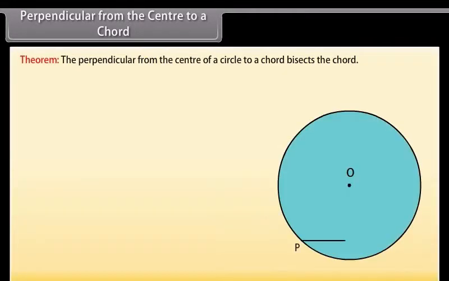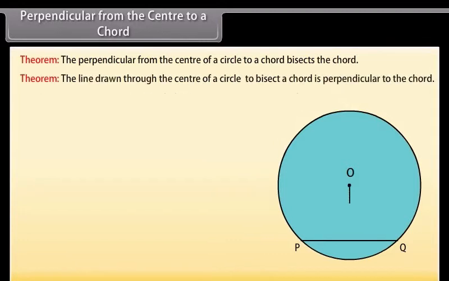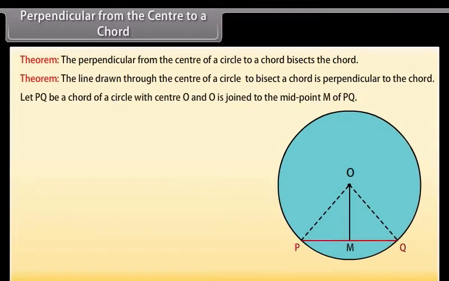Perpendicular from the center to a chord. The next theorem says that the perpendicular from the center of a circle to a chord bisects the chord. Its converse is, the line drawn through the center of a circle to bisect a chord is perpendicular to the chord. Let's prove it. Let PQ be a chord of a circle with center O, and O is joined to the midpoint M of PQ. To prove, OM is perpendicular to PQ.